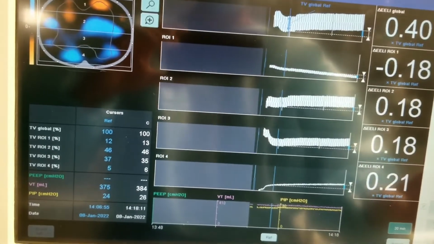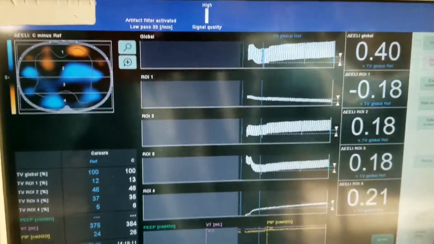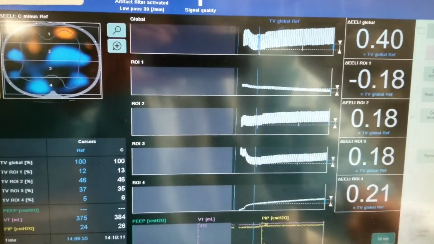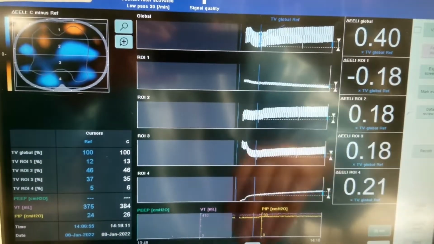So I'm not in any hurry. I could have just tried, like, no, forget about it. Let's start with the recruitment maneuver and then go down. There's no hurry right now. I'd rather be as gentle as possible. So we're just going to keep tracking where it's going.